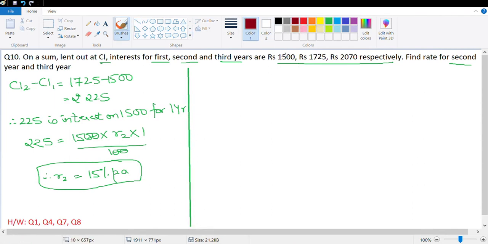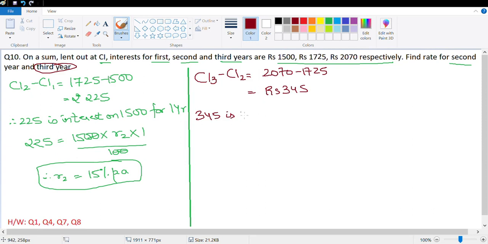Let's look at the second part of the question, rate for third year. So we'll use the same thing for compound interest 3 minus compound interest 2. In this case, 2070 minus 1725, that's 345. Yes, correct, that's 345. So 345 is interest on the second year's compound interest, which is 1725 for 1 year, and this 1 year is basically the third year.